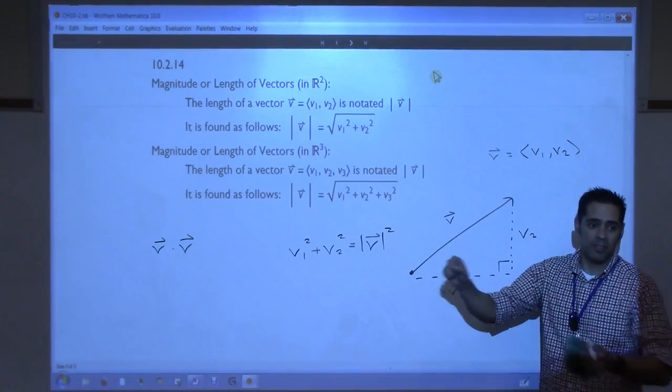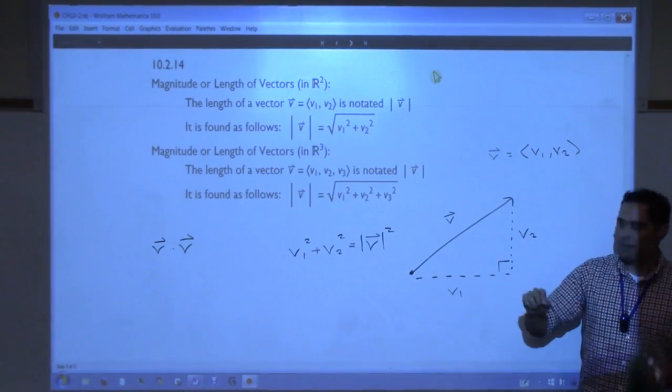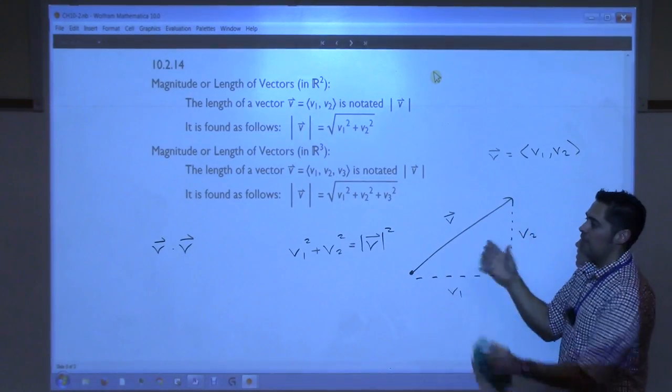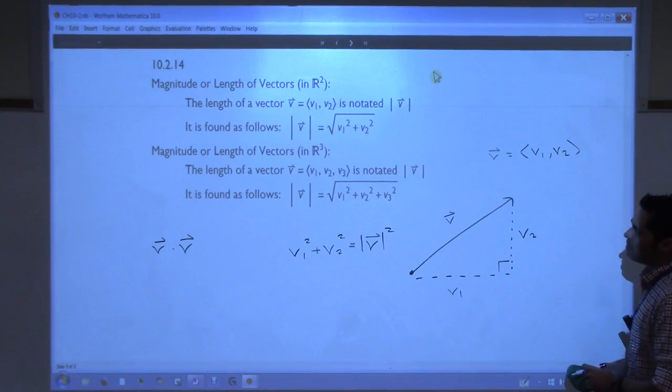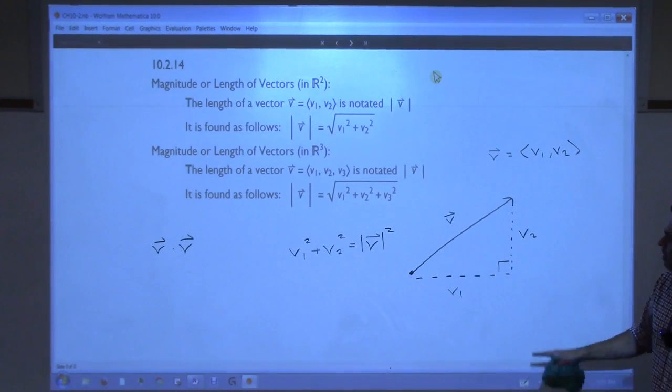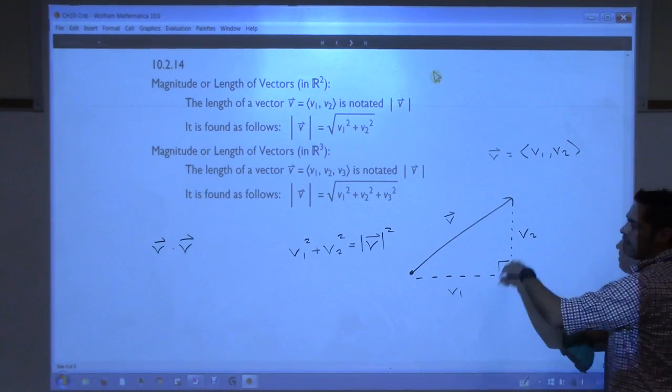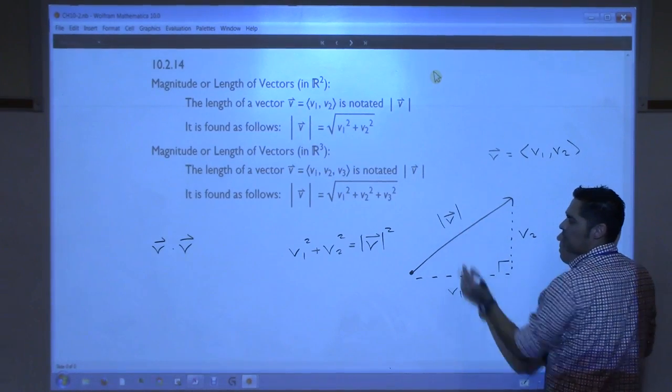Now, all vectors have length. So if I take this length and I square it, then this identity works. So it's just a subtlety in notation. If you draw that, that is not correct. If you're trying to set up a Pythagorean relationship, you have to put the magnitude.